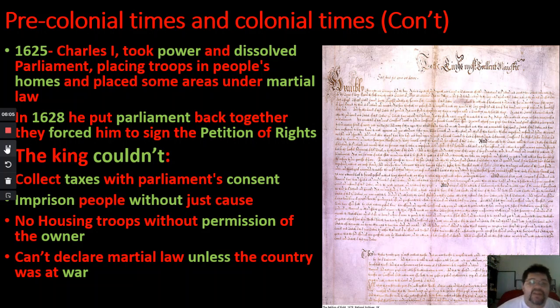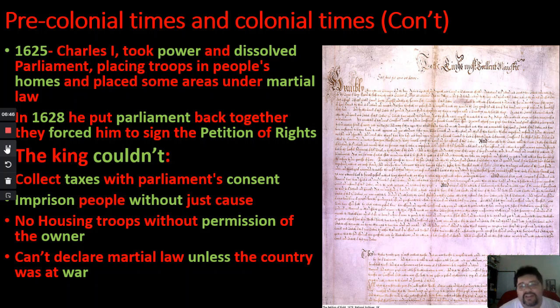Basically, now the king couldn't collect taxes. He couldn't say, oh, I'm going to put a tax on this, I'm going to put a tax on that. No. If he wanted to put a tax, Parliament had to say, okay. He couldn't just put a tax. Okay. The king, again, couldn't just throw people in jail just because, you know, like, oh, I know that he broke the law, so I'm going to throw him in jail. What proof do you have? You have to have proof. You just can't throw people in jail. You can't just punish people just because you said so.